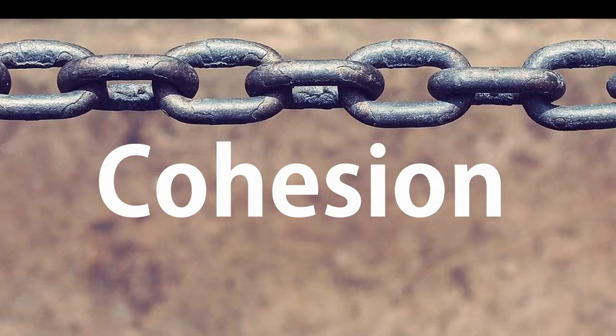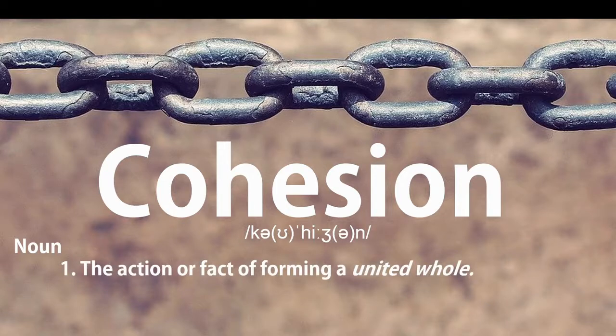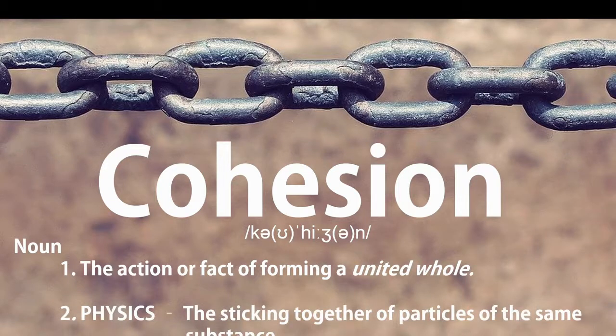The chain is also a symbolic representation of a couple of ideas useful for writing if we look into its actual meaning regarding cohesion. Cohesion can be understood as the action or fact of forming a united whole, similar to forming a chain through individual links. But also, we can take a definition from physics, which is quite useful for us as scientific writers, in which cohesion is the sticking together of particles of the same substance.